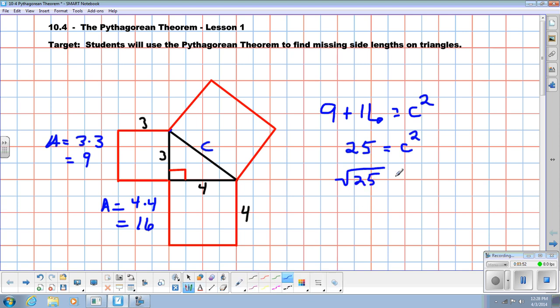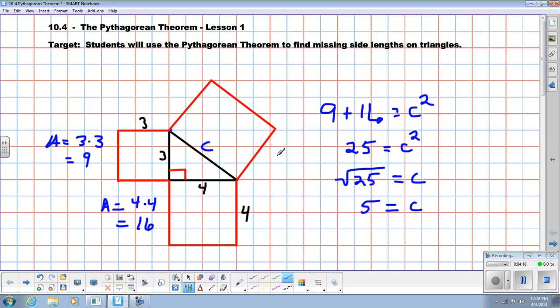And he said the square root of 25 is going to equal the side length that I'm looking for, and we know the square root of 25 to be 5. And so what he said is this side length here is actually going to be 5. So this triangle would have side lengths of 3, 4, and 5. And so the area of the square up here would be 25. And this is the theorem he put together, and it has been proven. It's used quite a bit outside of school, especially in construction.